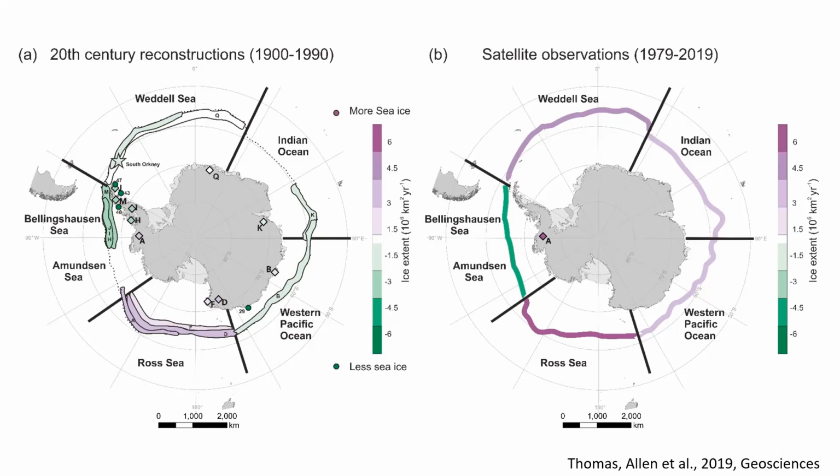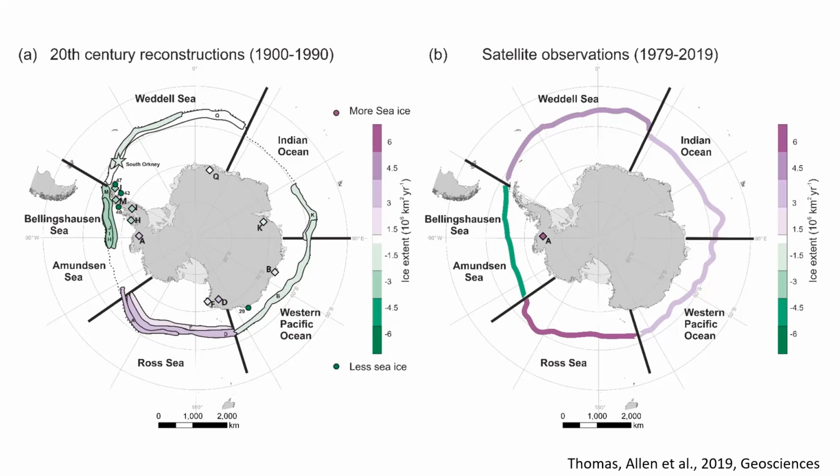Another area where we have similar agreement between what we're seeing during the satellite era and over the 20th century is the decline in sea ice in the Bellingshausen Sea. This is the blue and blue-green areas on the map here showing a decline. The rate of decline during the full 20th century, or 1900 to 1990, is broadly similar to what we've been seeing during the satellite era. So this indicates that this is part of a longer term trend.